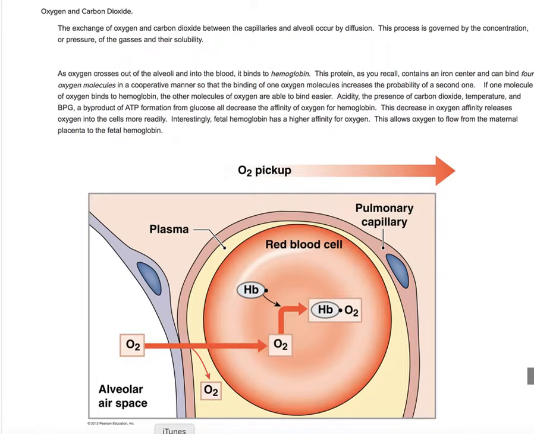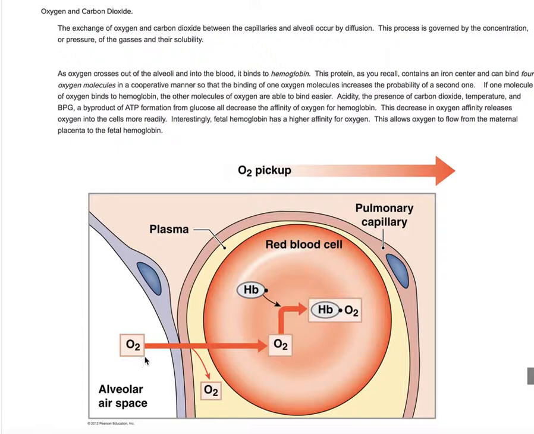Okay, so as we talked about before, we have the alveoli. This is the image I was looking for. So this is the alveoli space. As we remember, we inhale and it goes down our bronchial tubes, the primary, secondary, tertiary, and then into those little sacs of alveoli.